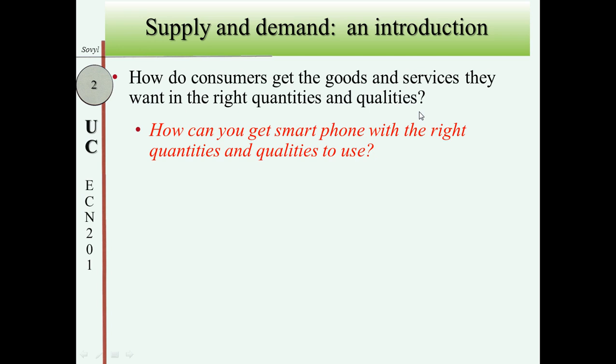Some of you have one smartphone. That's why one smartphone is the right quantity for you. And the right quality depends on the brand name of the smartphone, because you know that different brand names also have different qualities. For example, Apple, Samsung, Oppo, Vivo, or Huawei, something like this.